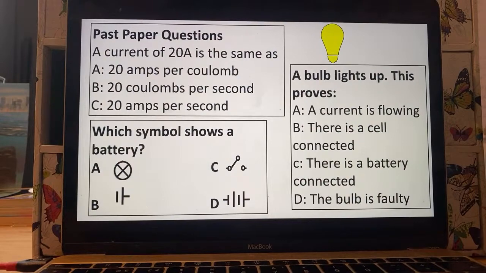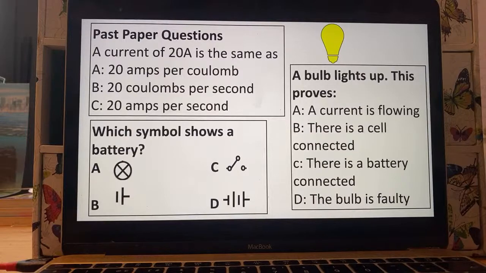Okay. A current of 20 amps is the same as what? Which symbol shows a battery? Is it a circle with a cross through it, a long line and then a short line cutting over a wire, three little dots with a line joining one of the dots in a kind of triangle shape so that there's a gap in between them? Or is it D, a short line, a long line, a short line, and then a long line?